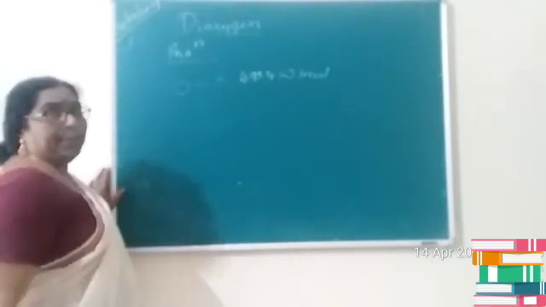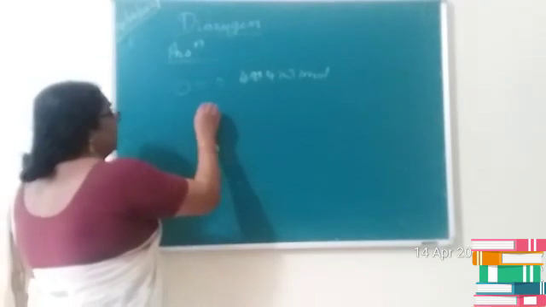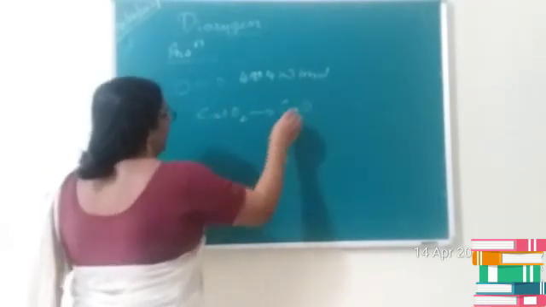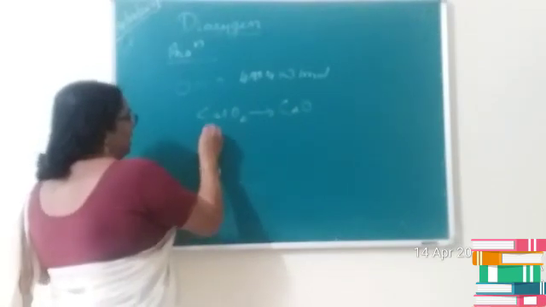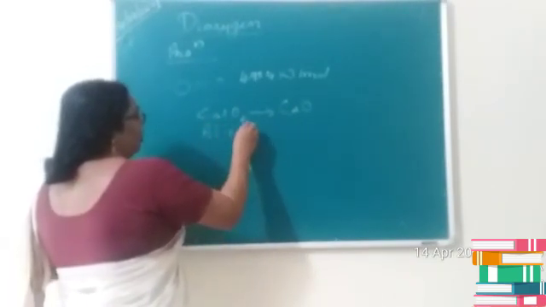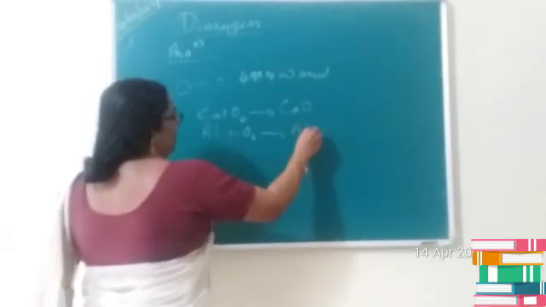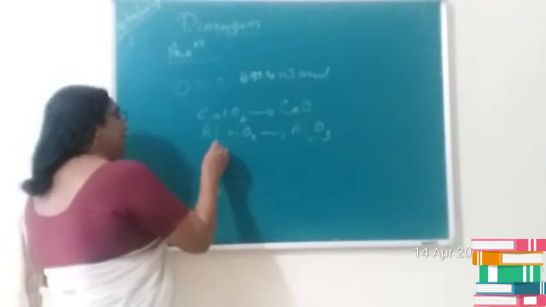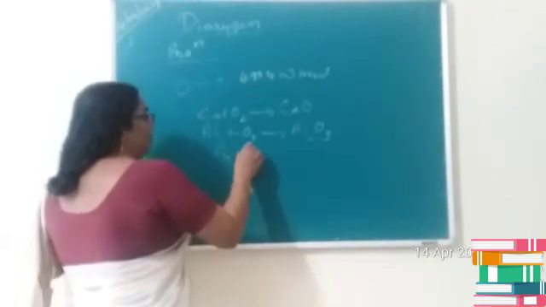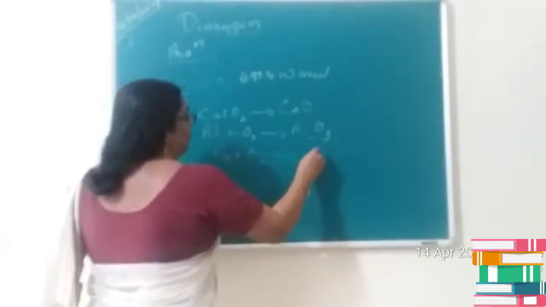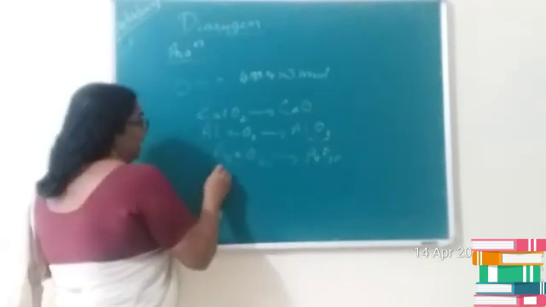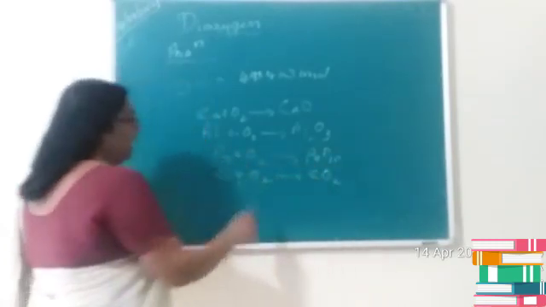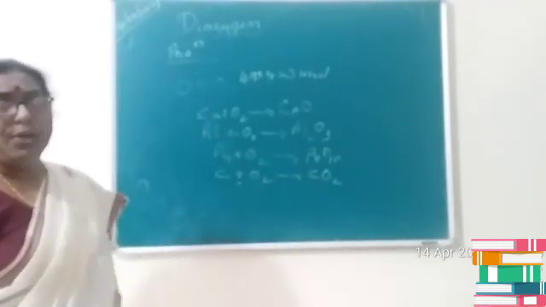And let us see the chemical properties of oxygen. Calcium combines with oxygen and produces calcium oxide, or aluminium reacts with oxygen and produces aluminium oxide. You are seeing two reactions with metals. Or phosphorus reacts with oxygen and produces phosphorus pentoxide, or carbon combines with oxygen and produces carbon dioxide. Again we have seen two reactions with non-metals.